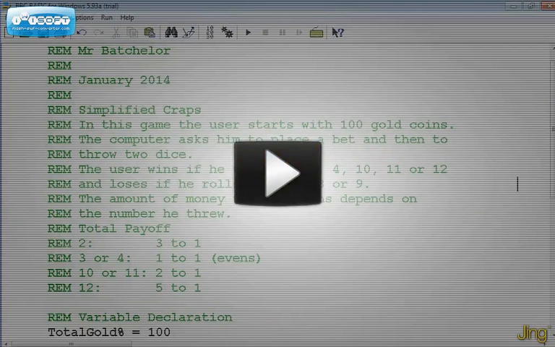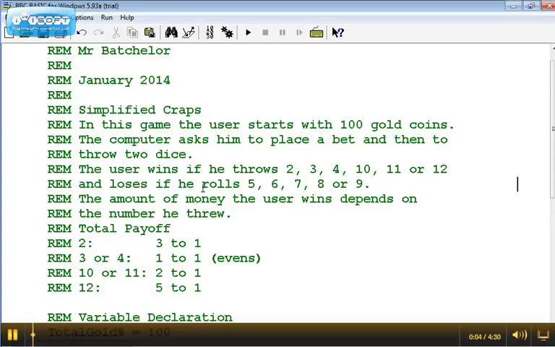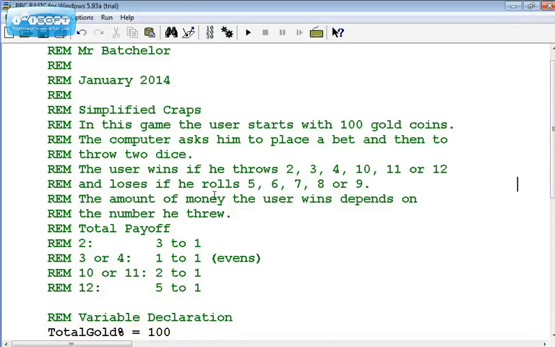It's going to show you how to program this dice game, which is a kind of simplified craps dice game. Basically, the user just places a bet and throws two dice. If he throws a 2, 3, 4, 10, 11 or 12, he wins. Otherwise, he loses. The amount he wins depends on the number he's thrown. There are different odds for different numbers, as given down here. For example, 2 would be 3 to 1, so if he bet 10, he'd win 30.